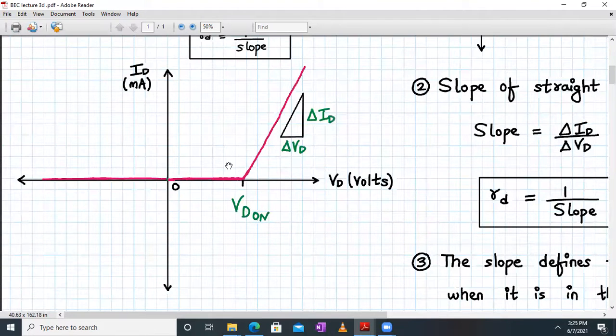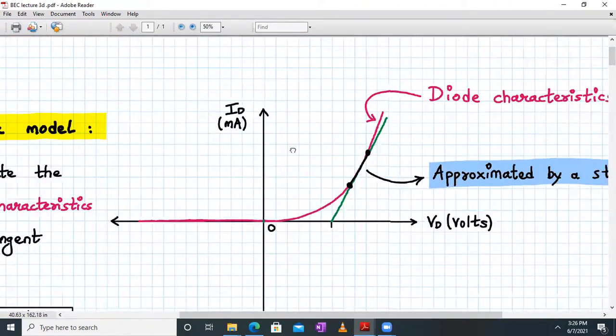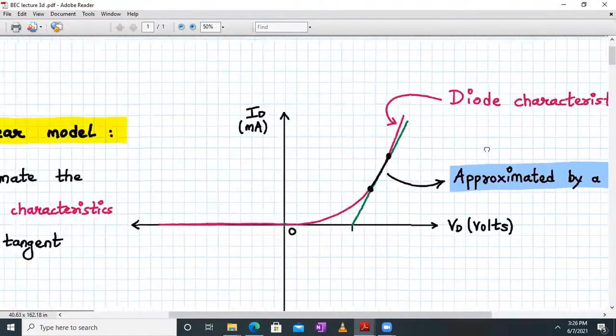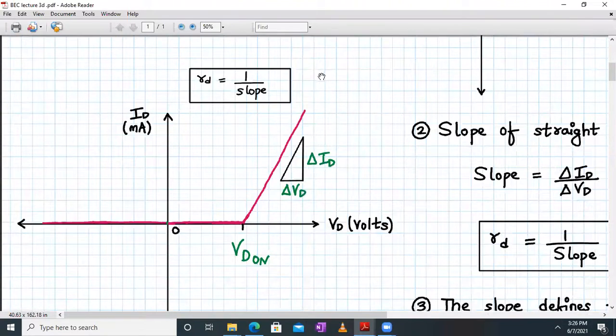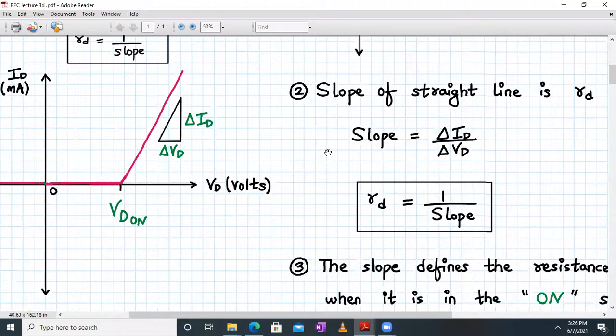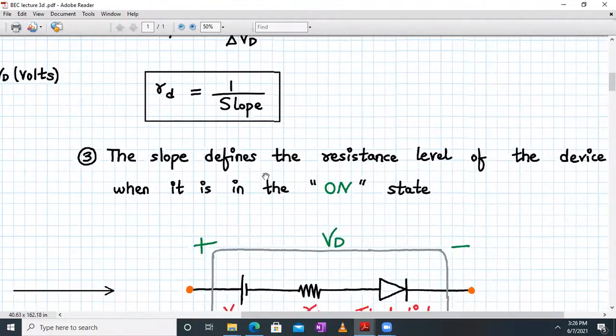So here, this is the voltage. VD on is the turn on voltage of the diode or cut in voltage of the diode, after which the current starts increasing linearly. That is our assumption. Earlier it was increasing exponentially using the diode characteristics or exponential model. Now it is increasing at a steady pace. The slope of this line is given by delta ID upon delta VD, and the resistance will be given by 1 upon slope.